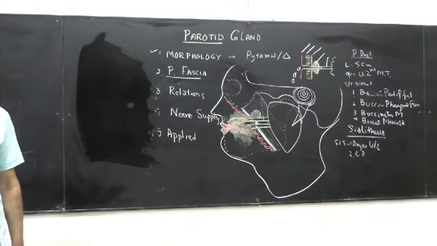And the outer one is the false capsule. Why is it called false? Because it is formed by the condensation of the deep cervical fascia, which we have done when we were doing the face. So it is derived from the stylomandibular ligament, and this outer fascia is from the deep cervical fascia. It has got two layers, outer and inner.